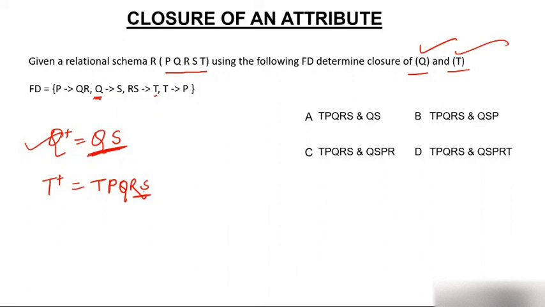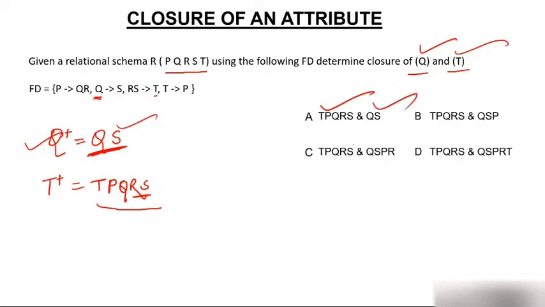So it will remain the same. Is T over here? Yes, you can determine P. And since P is already there, I'll not do anything. You move again. Is P over here? Yes, you can determine QR. QR is already here. So on moving n number of times, you will get the same answer. So you stop here. And finally, the closure of T is what? TPQRS. So the closure of T is TPQRS and the closure of Q is QS.